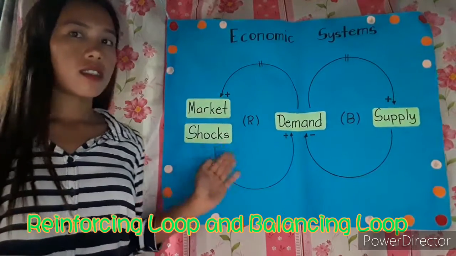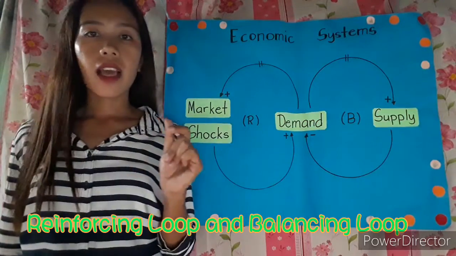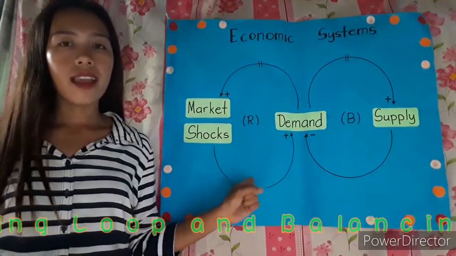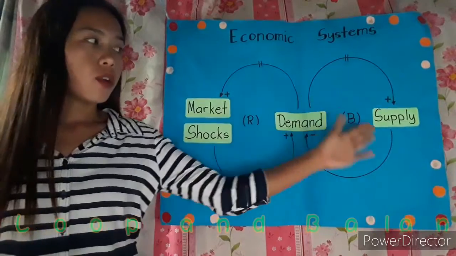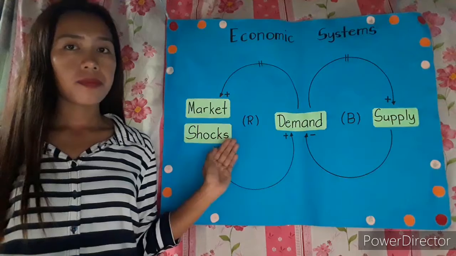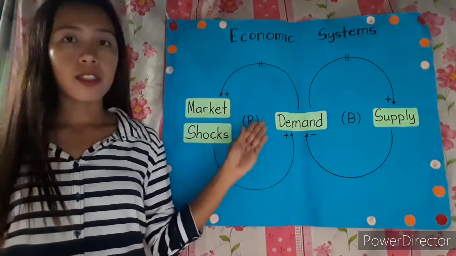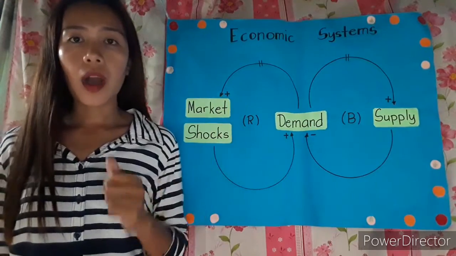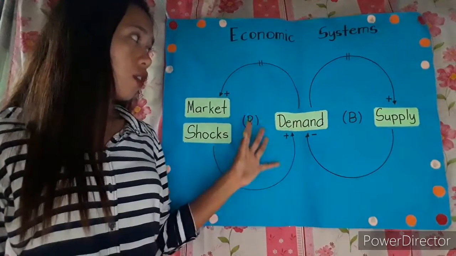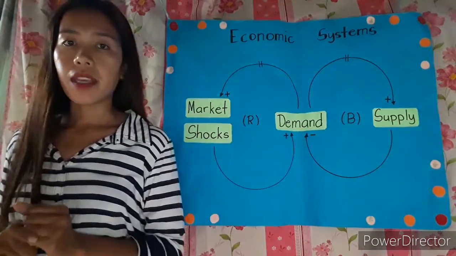The more market shocks, the more demand. The more demand, the more supply. In order to create a balancing and reinforcing loop, we will use arrows to represent action. The more supply, the less demand. The more demand, the more market shocks. The arrows on the upper part represent delays, which means it takes time to happen. So, this is the balancing and reinforcing loop of economic systems which is affected by the COVID-19 pandemic.